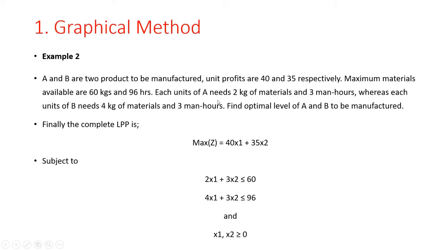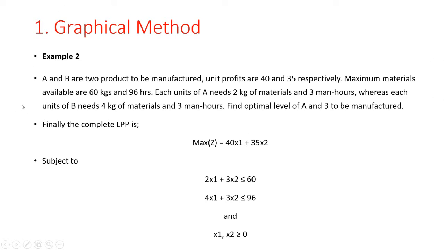Each unit of A needs 2 kgs of material and 3 man hours, whereas each unit of B needs 4 kg of material and 3 man hours. So find out the optimal level of A and B to be manufactured. Okay, so this is our problem.